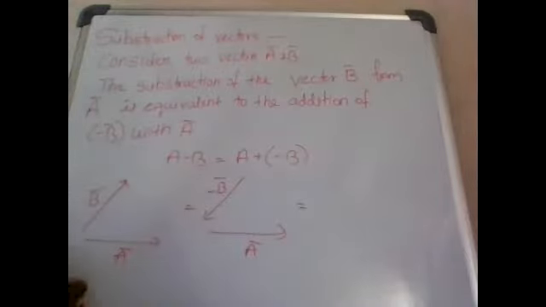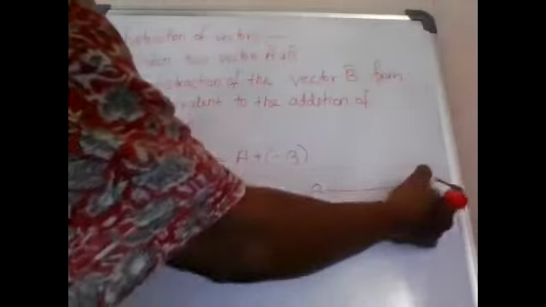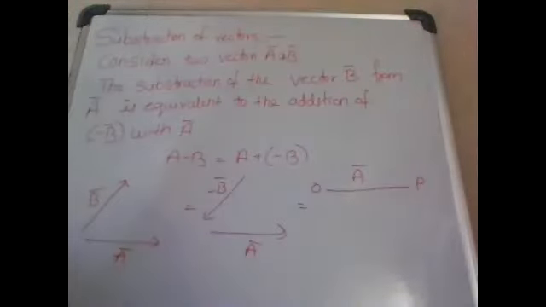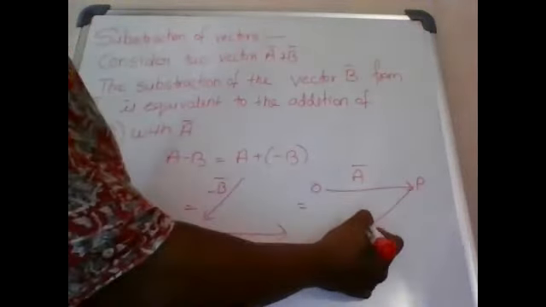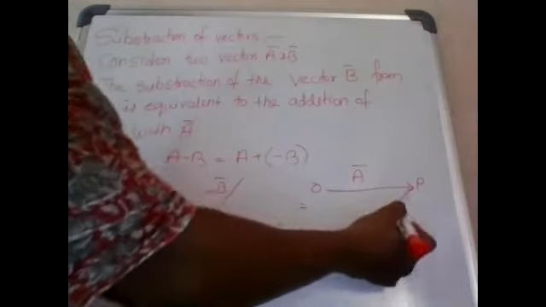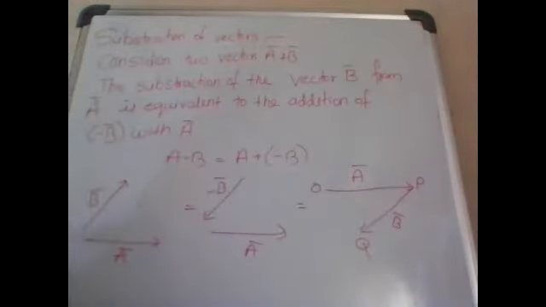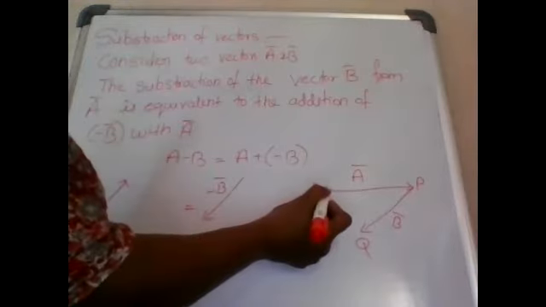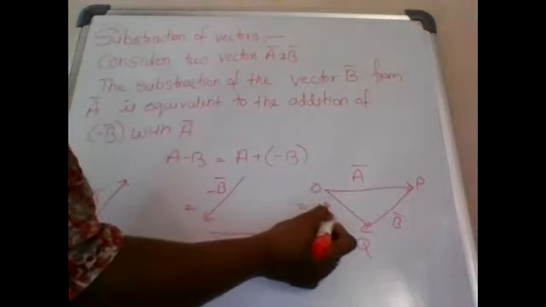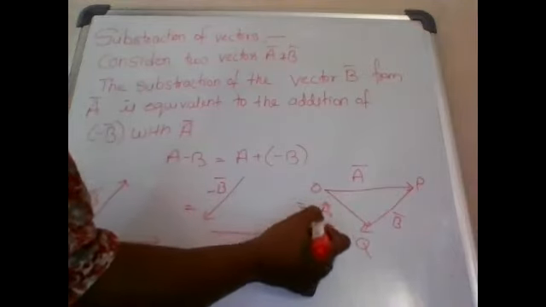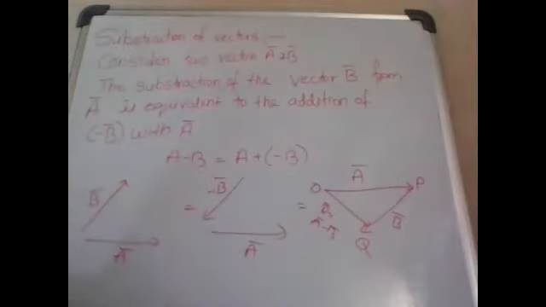So for the resultant vector, first draw the OP line. This represents the vector A. After that, draw the PQ line. This represents the B vector of magnitude B. Next, joining from O to Q, this resultant gives R bar equal to A bar minus B bar. This is the subtraction of vectors.